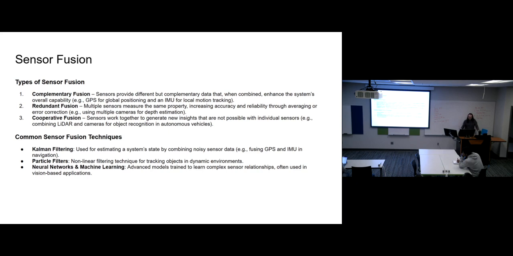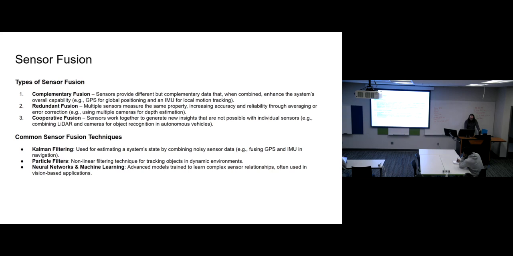You can have redundant fusion, where they measure the same property: I'm moving this fast per my GPS measurement. My accelerometer says I'm accelerating this fast, and I'm integrating up to that. My wheel odometry is saying I'm moving this fast, and it gives you a more accurate result, because you can rule out whether a hardware sensor is dead or has a voltage fluctuation, that type of thing. And there's cooperative fusion too, so you get things that are not possible with traditional sensors, like LiDAR and camera for object recognition in autonomous vehicles.